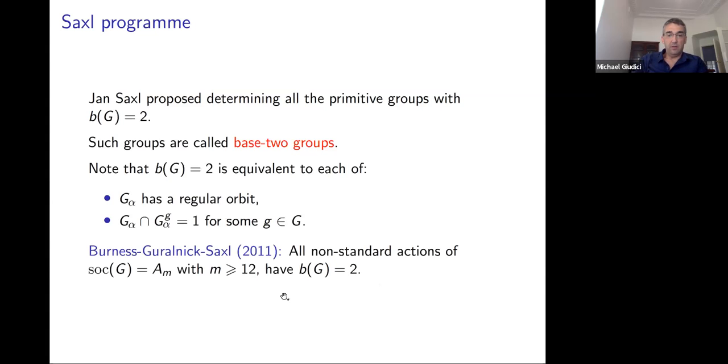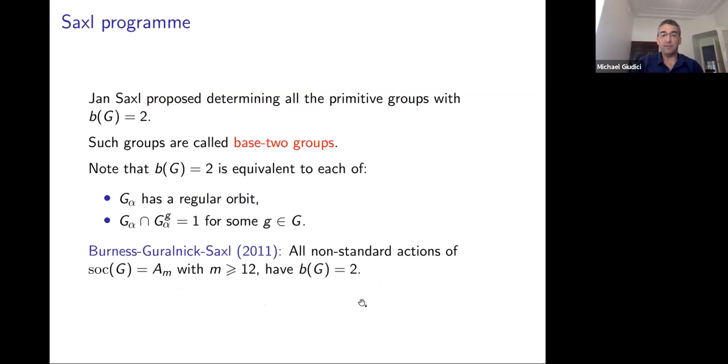Now, which primitive groups have a base of size 2? Well, in that Burness, Saxl paper, which proved the Cameron conjecture for groups with an alternating socle, I actually showed that as long as M is large enough, if I have a non-standard action of AM with N at least 12, then there is a base of size 2. So actually most actions of a primitive group with socle AM have a base of size 2.